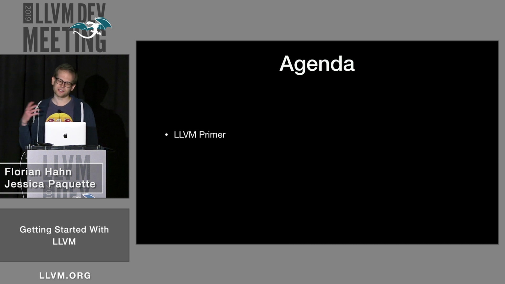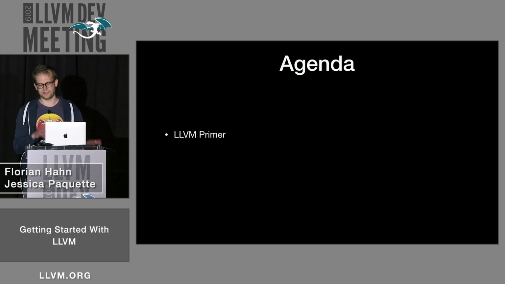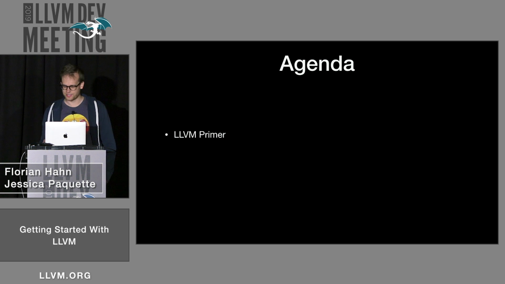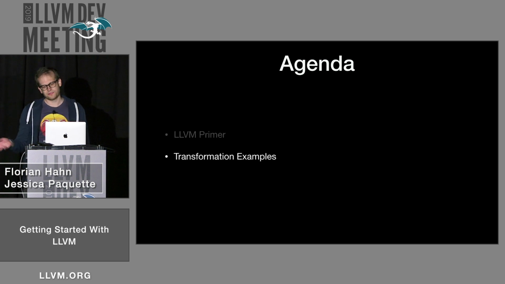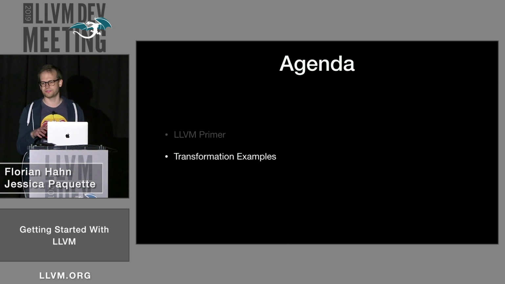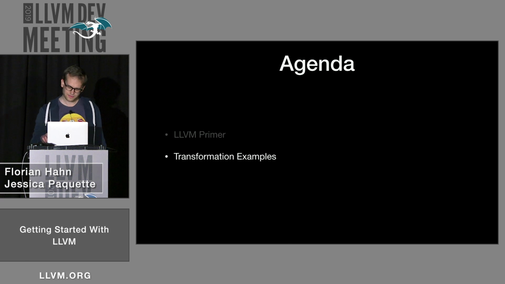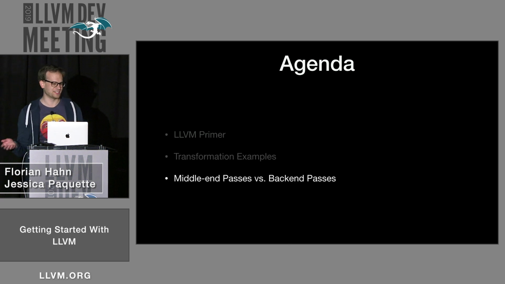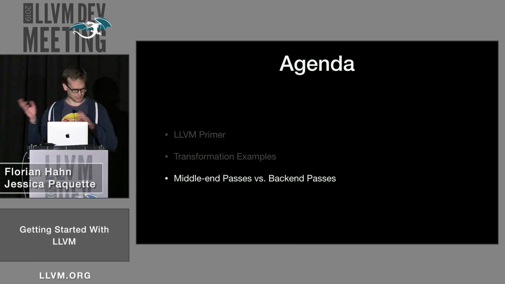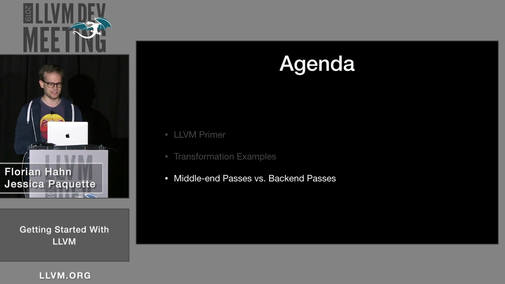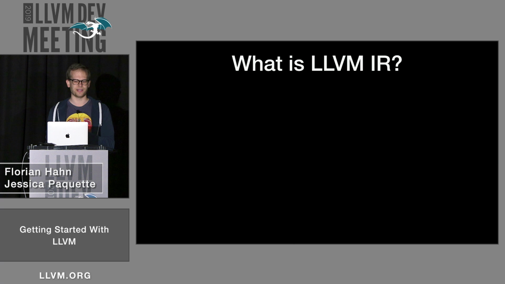We'll start off with a little bit of background about LLVM, hopefully enough for you to be able to follow through the examples we go through later on. Then we're going to switch gears a little bit and take a look at some actual examples of middle-end transformations in LLVM. Then we switch gears again, and Jessica will take over, and she will tell you all about getting started with LLVM backend development and all you need to know to contrast middle-end passes and backend passes in LLVM. So to start off with, let's talk about LLVM IR.